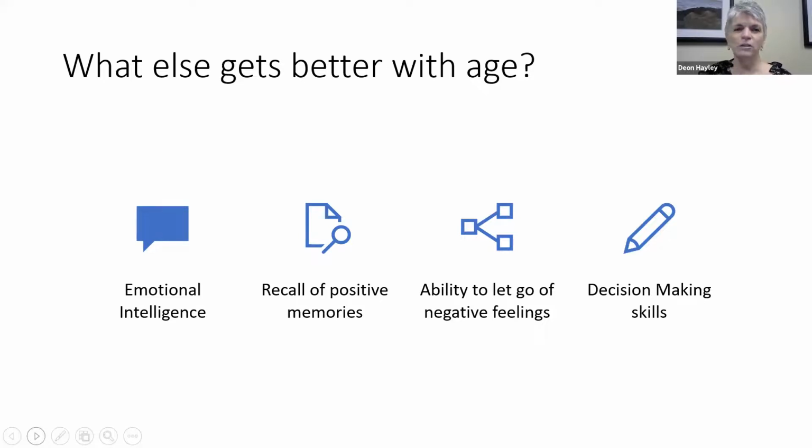Emotional intelligence refers to that ability to identify your own emotions and manage them, as well as relate to other people's emotions and not focus on the externals, but what's underlying. This person that's yelling at me, maybe I don't need to focus on the words so much, but recognize she's angry. And what about that? So there are other good things too. People tend to recall positive memories more, let go of negative feelings, be better at making decisions even.